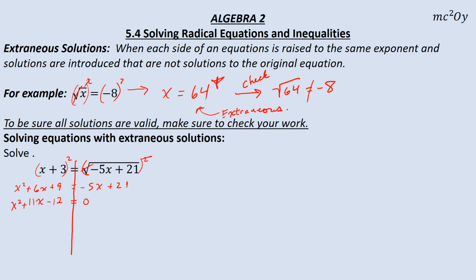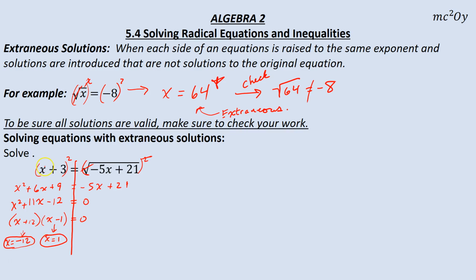So now we look to factor. Well, if we can, and in this case we can, we get x plus 12 and x minus 1, which gives us two solutions. It gives us x is equal to -12 right here, and x is equal to +1 right here. So those are our two solutions. Well, what we should do is test them. So let's check them out.